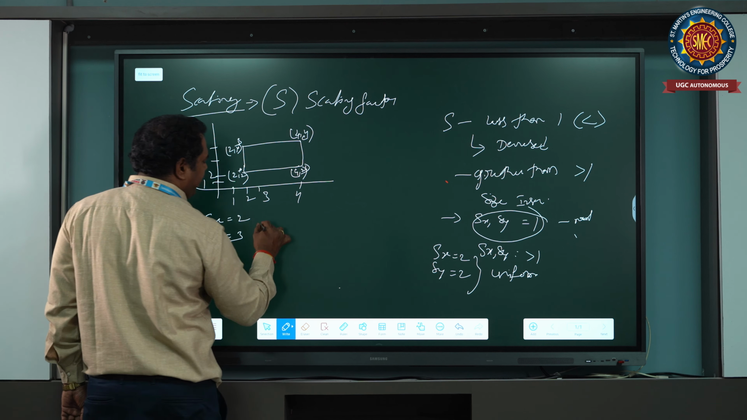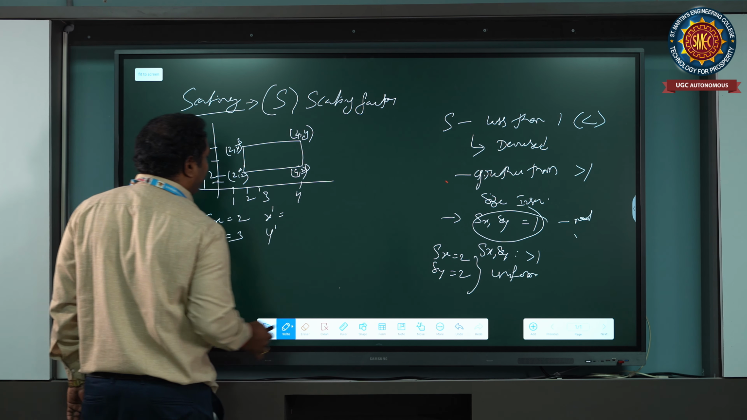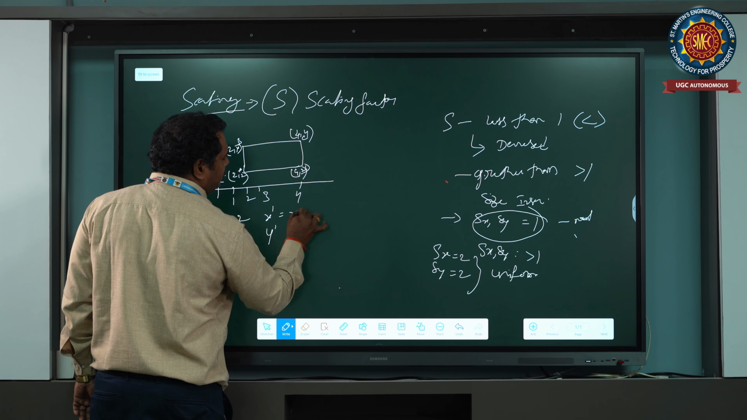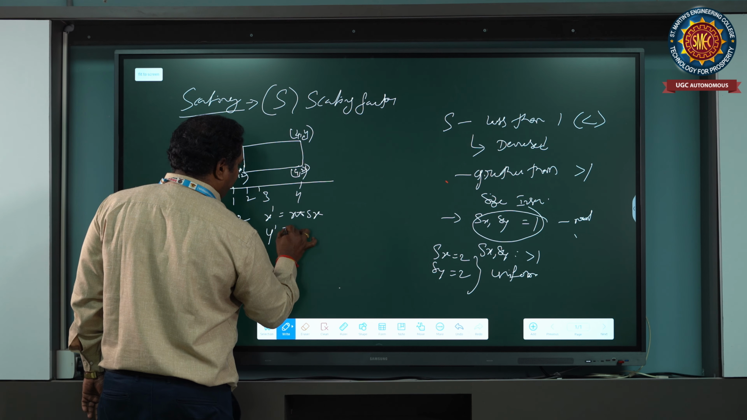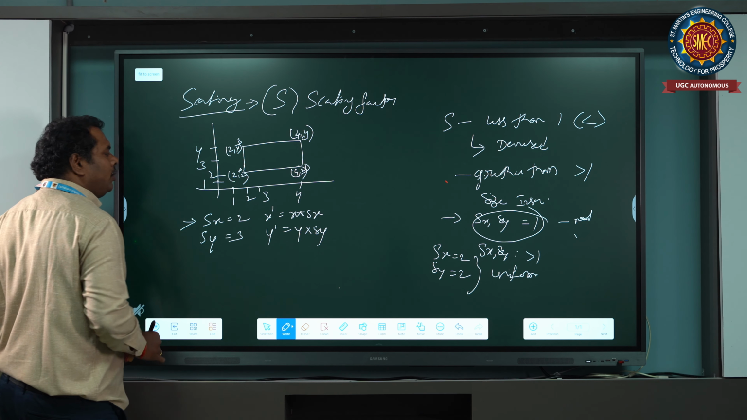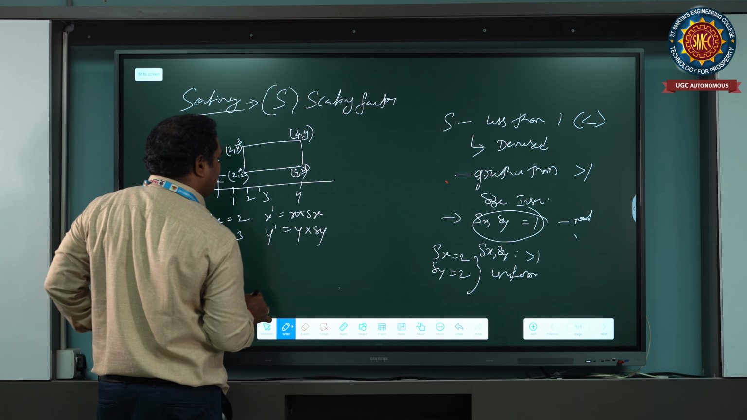How do we find the new point values x bar and y bar? The x bar value is x into Sx, and the y bar value is y into Sy.